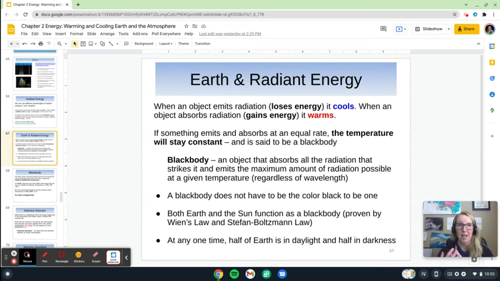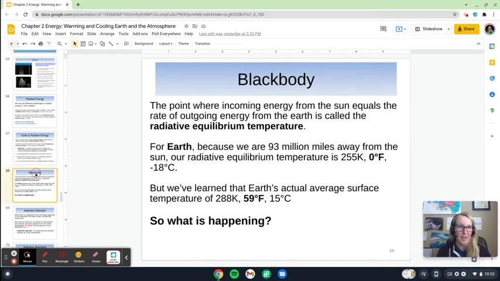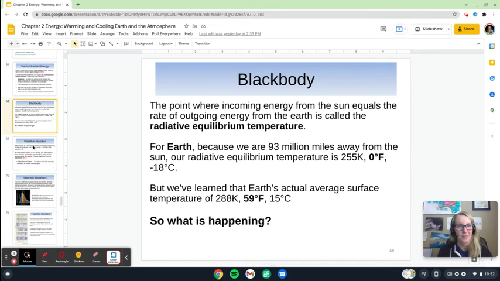So the sun, all of the energy that it receives, it emits back out at that really high temperature. The Earth, all the energy it receives from the sun and actually from the atmosphere, it will emit back out, but at a much lower temperature. And we know that by the wavelengths.